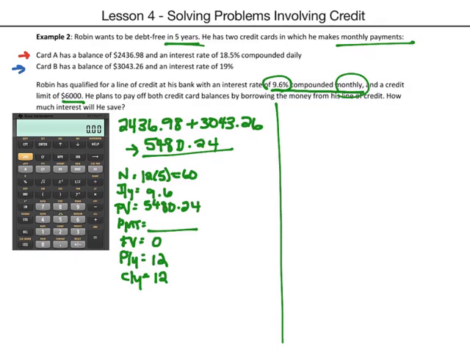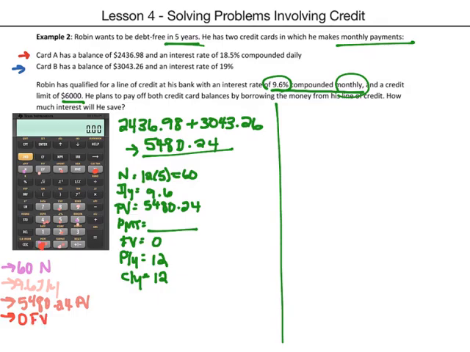So we're going to start with our 60, so we'll type 60 and then push N. Then we're going to type 9.6 and we're going to type IY. Now we're going to type 5480.24, and that is our present value. Next, we're going to type in our future value is 0, so 0 future value.